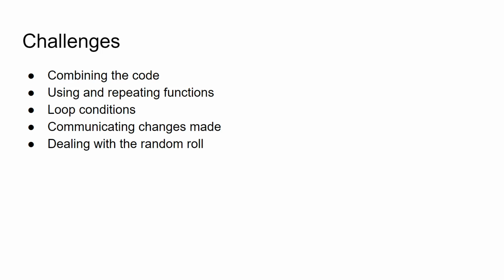Loop conditions were an important one. We wanted to make sure we did not have an infinite loop when getting user input or when rolling the dice. Also important is communicating changes made. As we continued to update the program and made new versions, it was important to communicate with our teammates what changes we had made. The next part is dealing with the random roll. We wanted to make sure that the dice was not rolling ones all the time or was always rolling doubles.